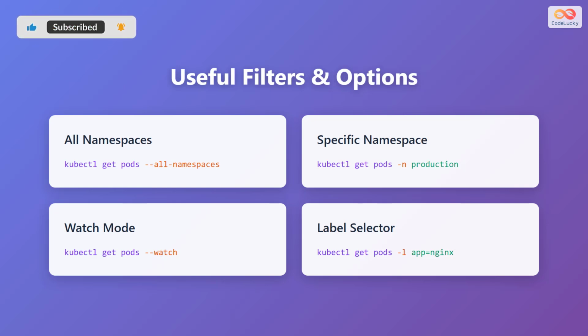kubectl get offers powerful filtering options to refine your queries. Use --all-namespaces to view resources across all namespaces in your cluster. To target a specific namespace, use the -n flag followed by the namespace name, such as production. The --watch flag enables real-time monitoring, continuously updating the output as resources change. Finally, the -l flag lets you filter resources by labels, such as app=nginx, allowing you to focus on specific application components.